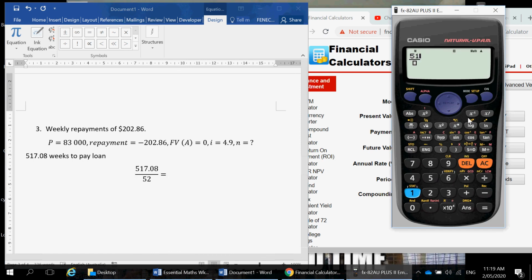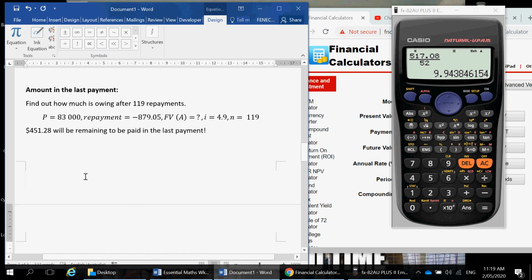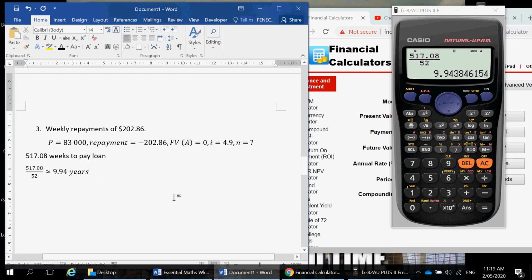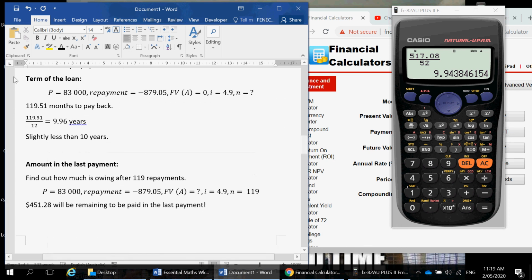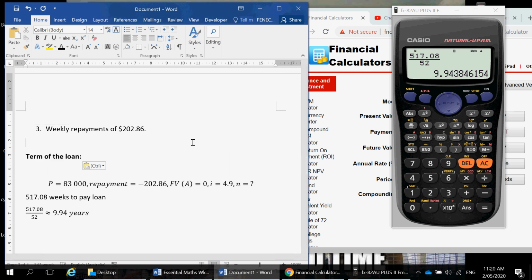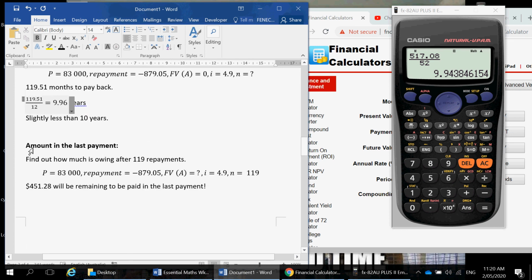So 517.08 divided by 52 is about 9.94 years. Now, what was the previous one? For months, it was about 9.96 years. So again, it's slightly less. I could use the wavy thing because we have approximated here. You'll find that the more often you do repayments, the quicker these things get paid off. It doesn't make huge differences, but it does make a difference. So that there was us working out the term of the loan. And the term of the loan is very slightly smaller as we do repayments more often, even though we're paying the same amount in total.